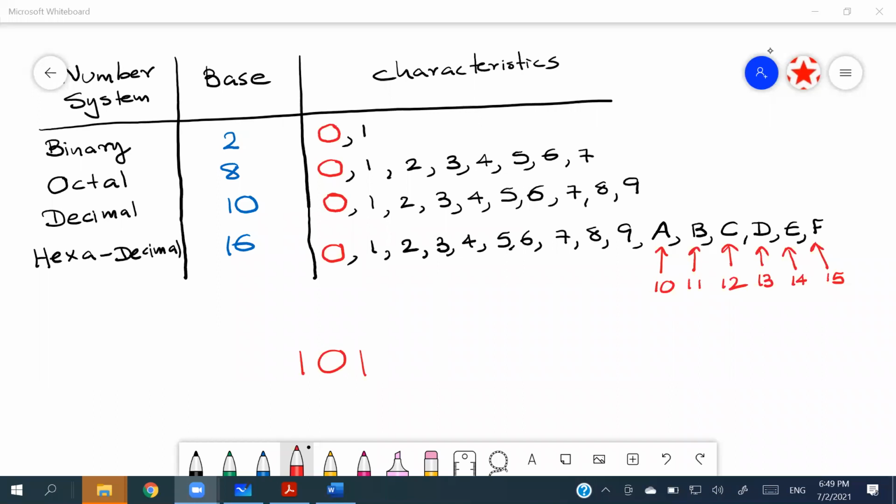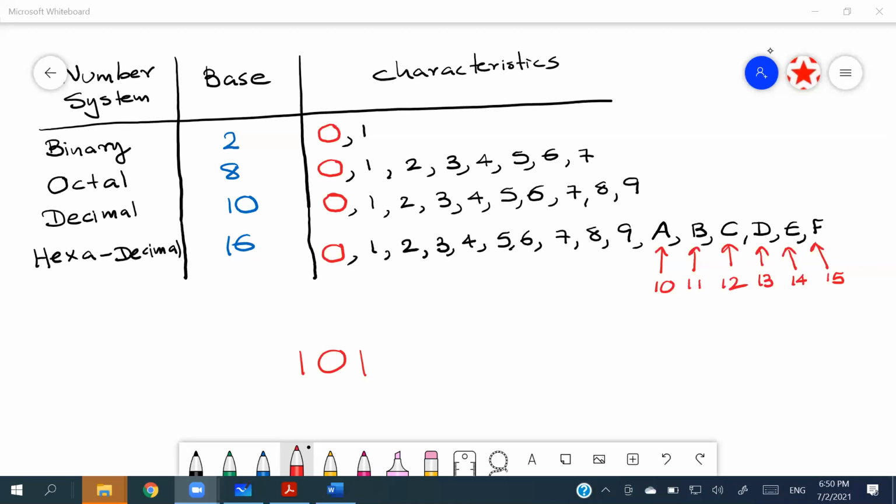Tell me, people, 101, which number system can this belong to? Tedara says it's binary number system. Is it only binary? Now, Tedara, what's the rationale that you say this 101 belongs to the binary number system? What was the logic behind that?